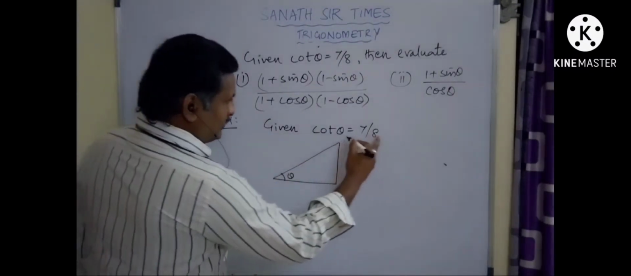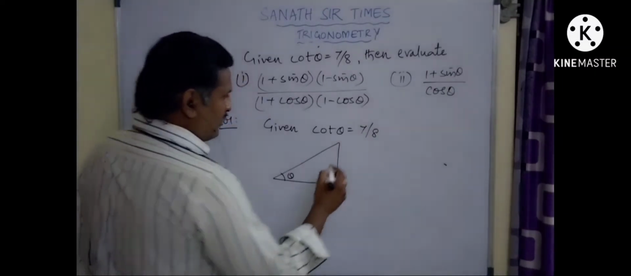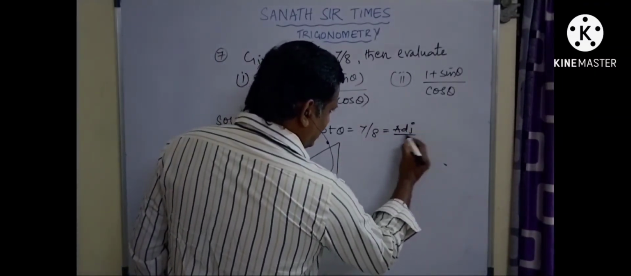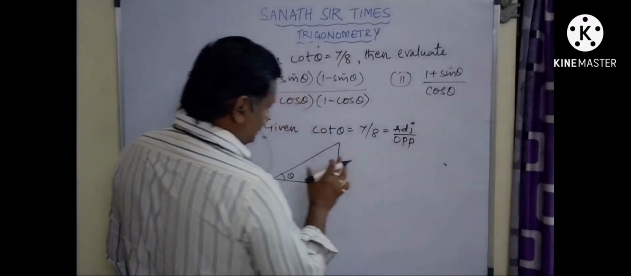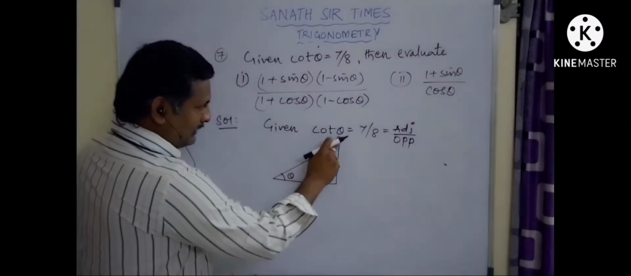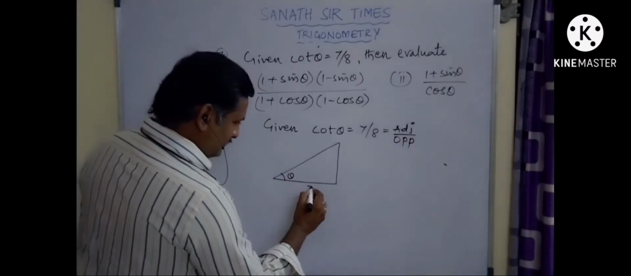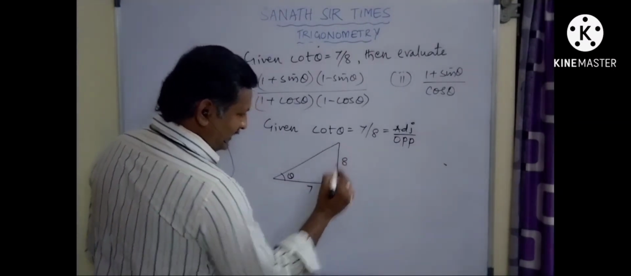Question number 7. Given cot theta is equal to 7 by 8. What is cot theta? Cot theta is adjacent side by opposite. So this is my triangle, this is theta, theta angle is theta. Adjacent side is this one and this is 7 and the opposite side is 8.